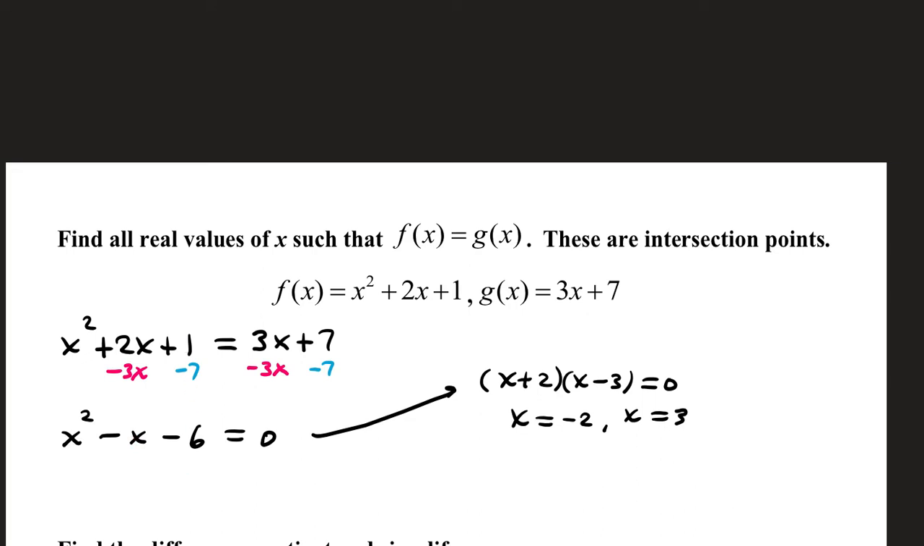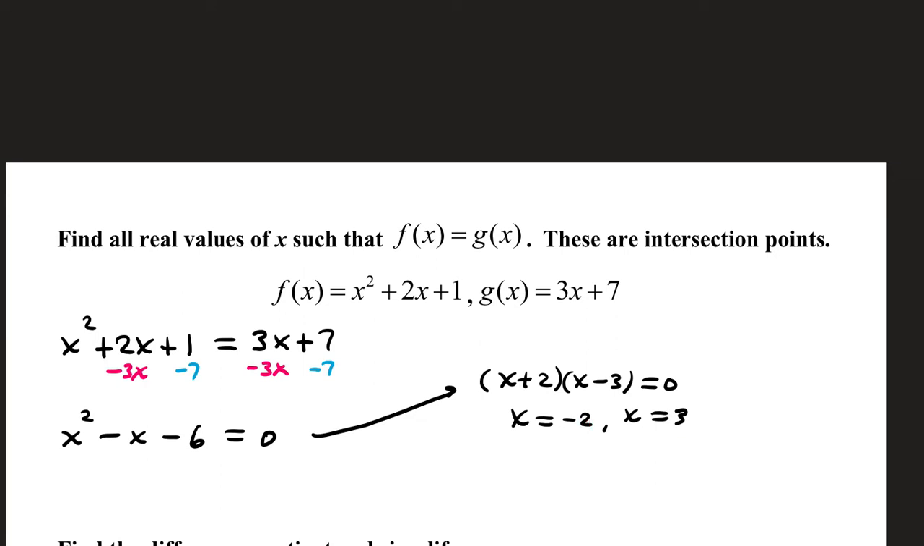This is a trinomial quadratic equation, so it will factor, lucky for us, we don't have to use the quadratic formula, it'll factor as x plus 2 times x minus 3. Remember, you want the sum to be your middle value and the product to be your constant. And that's what we've got. X plus 2 is equal to 0 when x equals negative 2, and x minus 3 is equal to 0 when x equals 3. These are the x values at the intersection points.